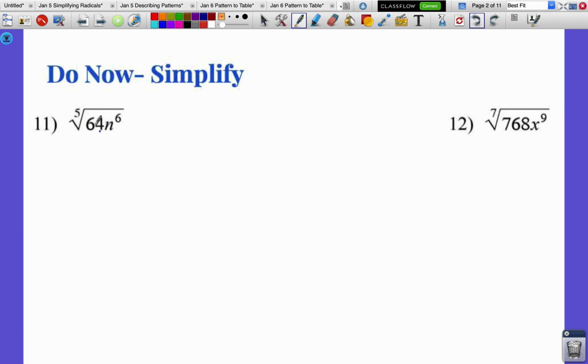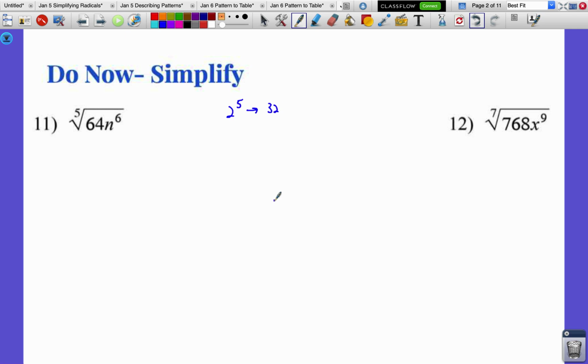So first thing is I'm going to focus on just the coefficient underneath my radical. I'm going to see if there's any integers to the power of 5 that can go into 64 evenly. So I'll just start raising different numbers to the power of 5. We'll start with 2 to the fifth. And when we do that in our calculator, we get 32. That one does fit in evenly.